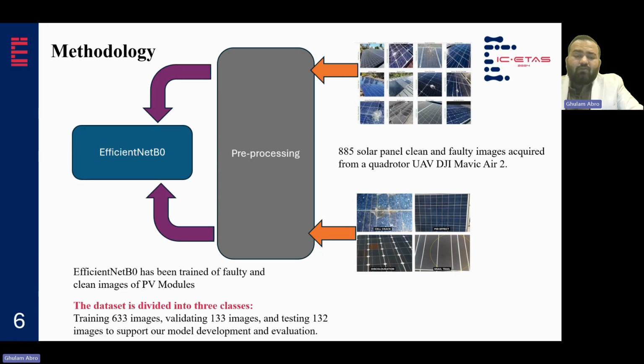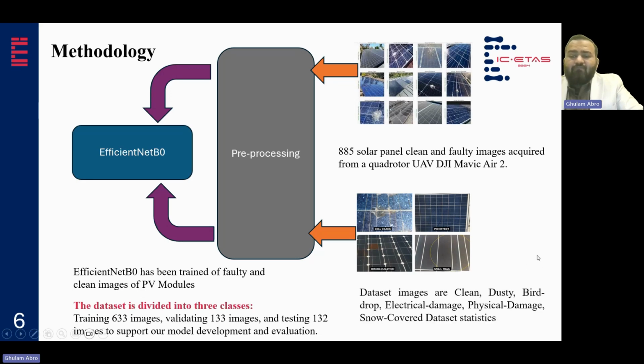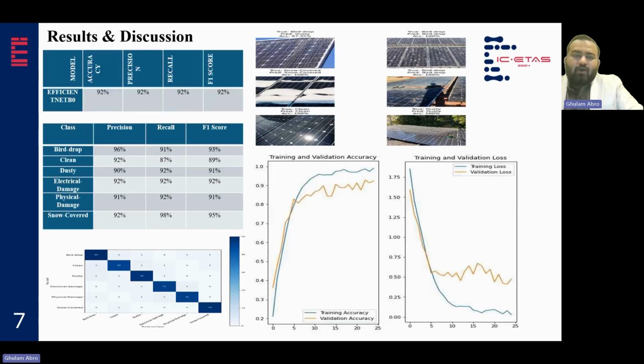You can see one more thing: in training, 633 images, we validated 133 images and tested 132 images to support our model development and evaluation. The data set was divided into clean, dusty, bird drop, electrical damage, physical damage, and snow cover classes.